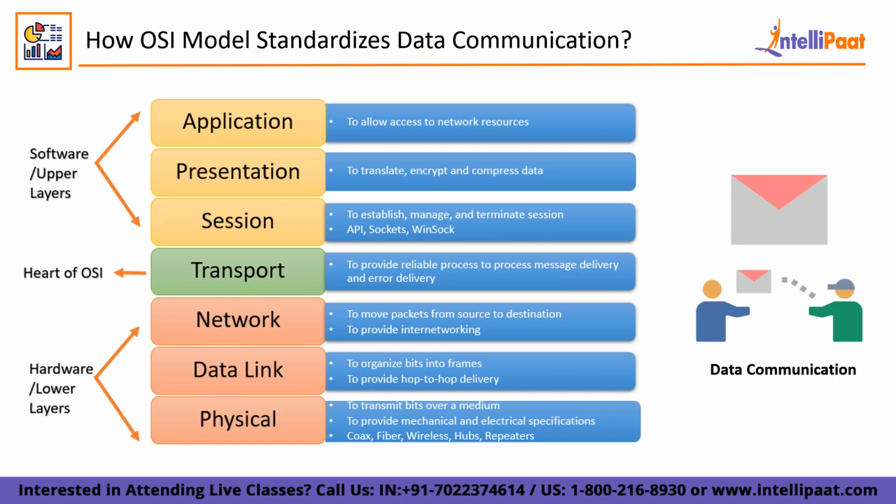As you can see from this example, the OSI reference model facilitates data communication by breaking down the communication process into a series of layers or steps, each with its own set of functions. By doing so, the model ensures that data is transmitted efficiently and accurately across the network, enabling devices and applications to communicate with each other seamlessly.